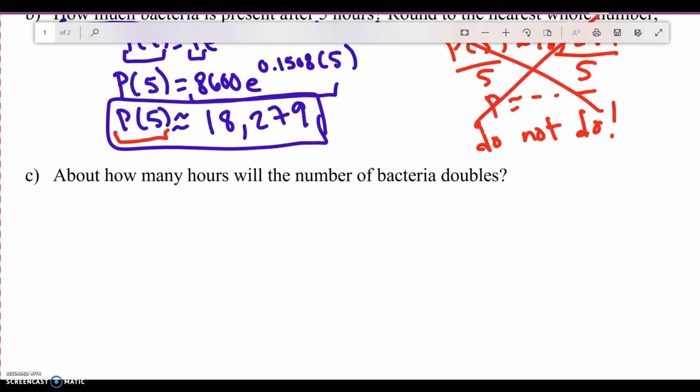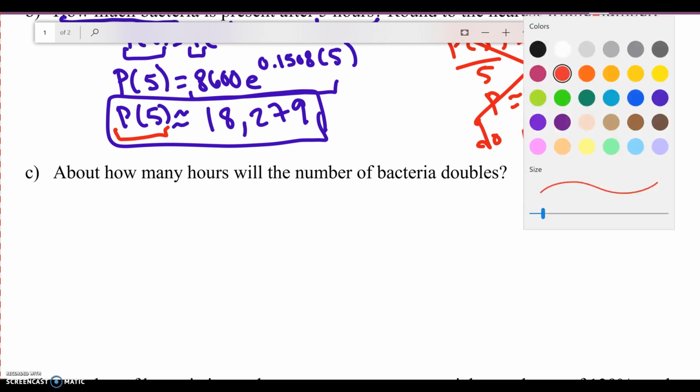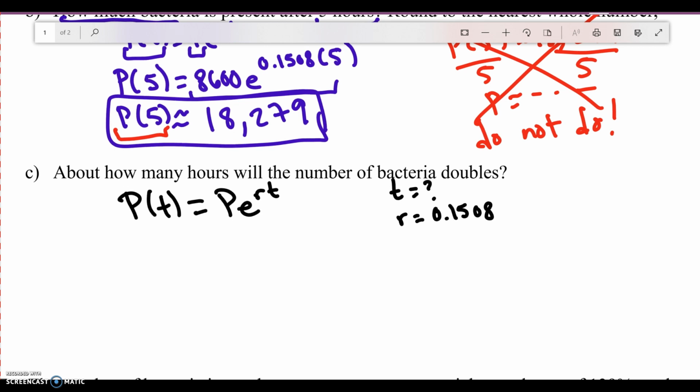Okay, so here's my last question: how many hours will it take for the number of bacteria to double? Okay, so for this one, we're still using the same exact formula, P of t is equal to P e to the r t. So we're looking for time. I don't know what time is. I still know what my rate is, still 0.1508. We know it's still our initial population, 8,600.